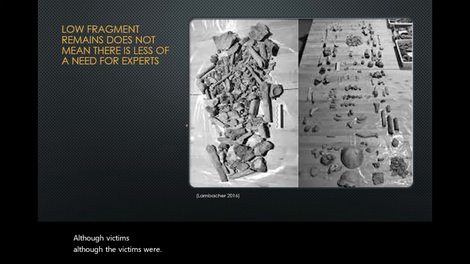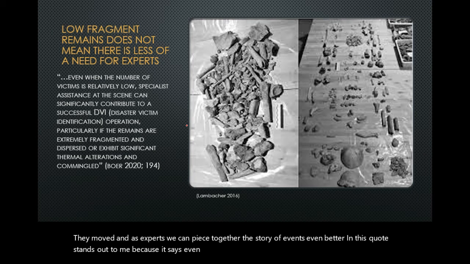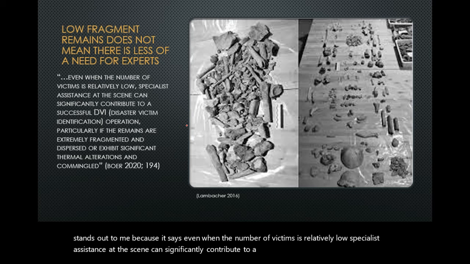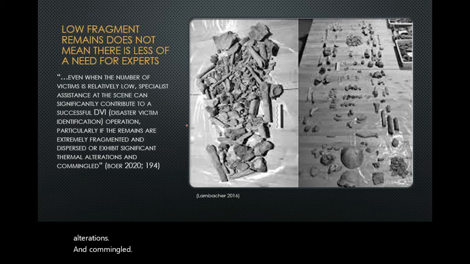And this is important because they show that although the victims were found together, they had moved, and as experts, we can piece together the story of events even better. And this quote stands out to me because it says, even when the number of victims is relatively low, specialist assistance at the scene can significantly contribute to a successful disaster victim identification operation, especially if the remains are fragmented and dispersed or exhibit thermal alterations and commingled. So just because it might be a smaller disaster doesn't mean experts aren't highly needed.